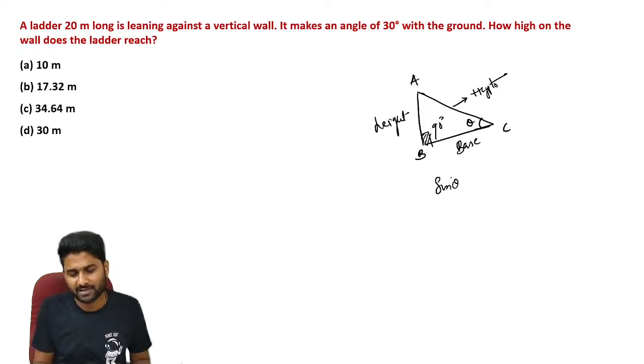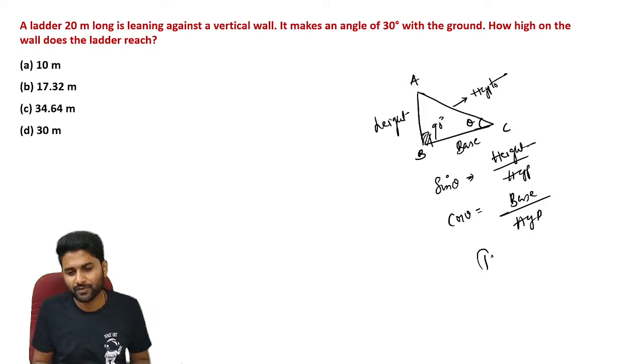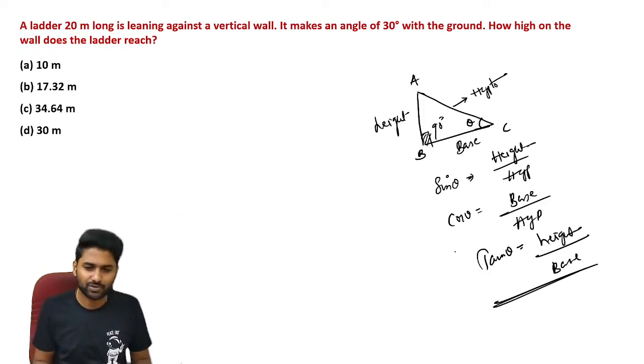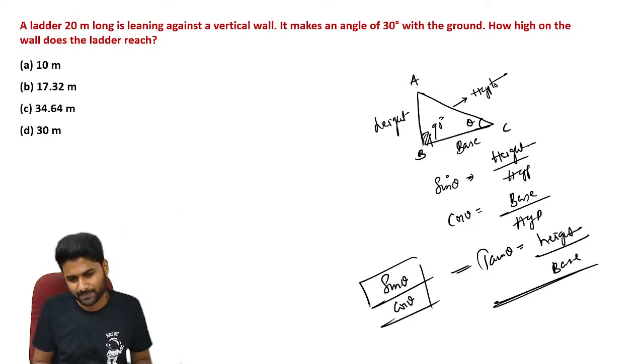So if you want the sine theta value, sine theta is height by hypotenuse. Cos theta is base by hypotenuse. Now if you go for tan theta, as you know, it is sine theta by cos theta, otherwise height by base. So tan theta is sine theta divided by cos theta.